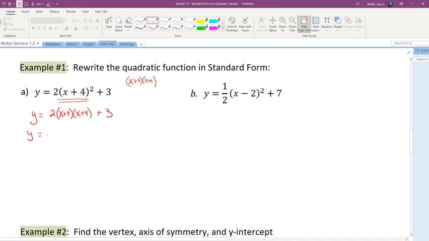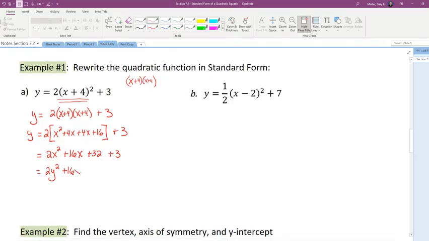So I get the 2, and then I've got x squared plus 4x plus another 4x plus 16. And then we have our plus 3. Following order of operations, we distribute the 2. So 2x squared, 4 plus 4x, that's going to be 8x, but we're multiplying by 2, so that's going to be 16x. 2 times 16 is 32. We still have our plus 3, which I can combine with the 32. So in standard form, we would have this right here.